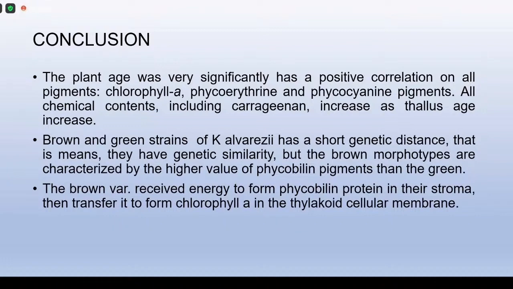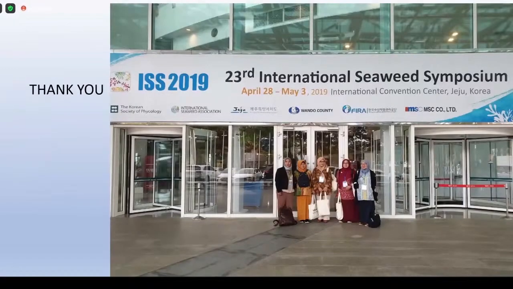Brown and green strains of Kappaphycus alvarezii have a short genetic distance. That means they have genetic similarity, but the brown morphotypes are characterized by a higher value of phycobilin pigment than the green. The brown variety receives energy to form phycobilin protein in their stroma, then transfers it to form chlorophyll A in the thylakoid cellular membrane. This is my presentation. Thank you.